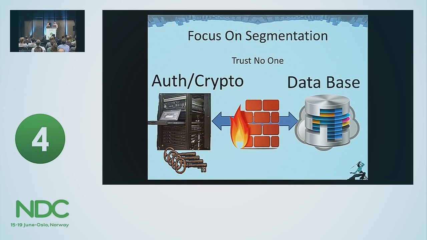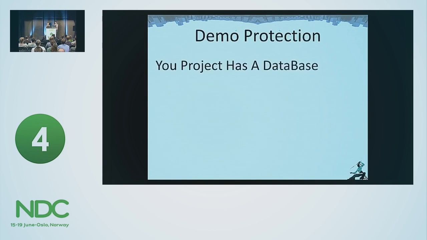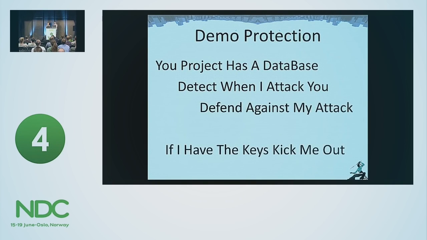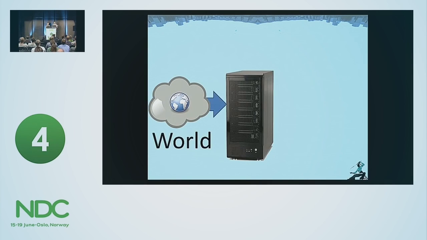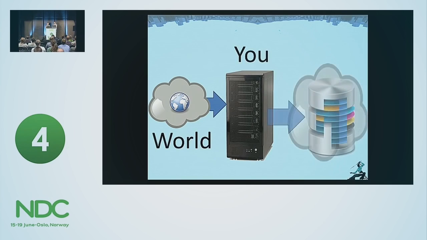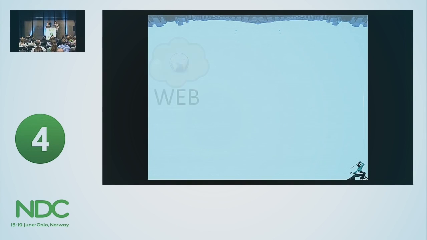As they breach one layer, they fall through and come to the next layer. So your product has a database; detect when I attack you, and defend against my attacks. And if I do actually have the keys, if I do successfully breach your enterprise, maybe I take over your AD server first before I come to your servers, how do you reject me from your servers if I do have the proper keys? You have the world, it comes into your server, it hits you, and you serve data. That's the premise of most applications.